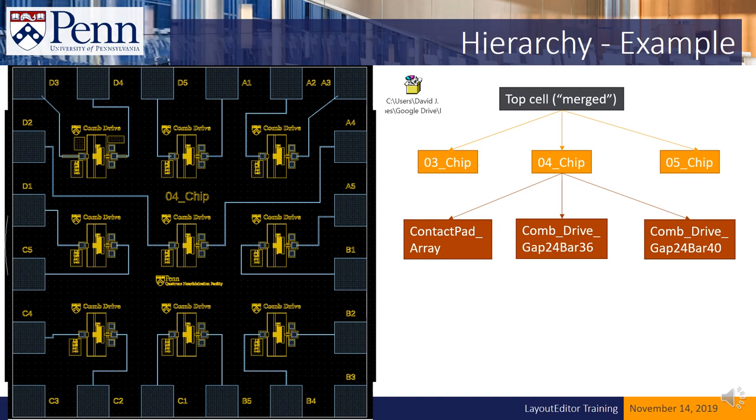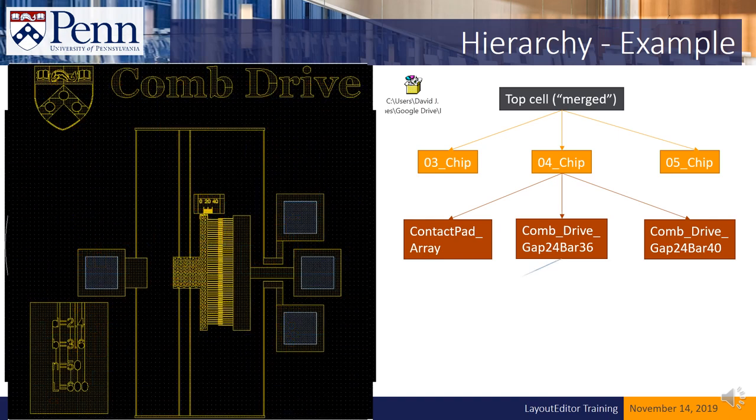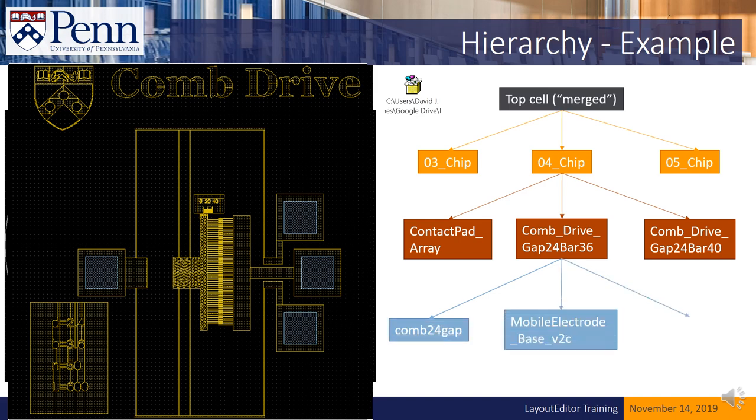And this comb drive cell here is made up of other cells: comb 24 gap, mobile electrode, bar 36, and so on. And at this point, you can see this sort of hierarchical tree developing. Now here's the key. If we make a change to one of these cells at the base of the hierarchy, that change will be picked up everywhere else in the design that it's referenced. If we'd like to change the design later, that'll be much easier to do if we drafted our design using hierarchy instead of just putting everything into one cell.